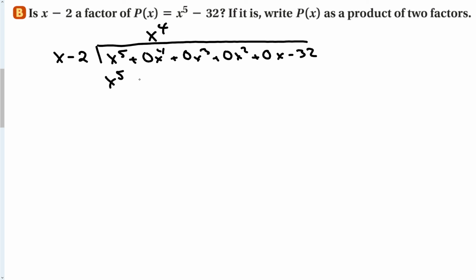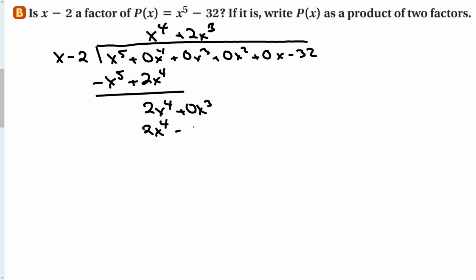Multiply: x to the fifth minus 2x to the fourth. Subtract. So that's 2x to the fourth. Bring down 0x to the third. Divide. That's 2x to the third. Okay, multiply. That's minus 4x to the third. Subtract: 4x to the third. Bring down the 0x squared. Again, this one is going to be a little bit longer.